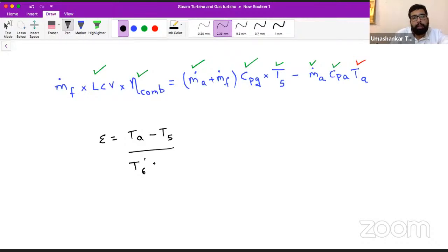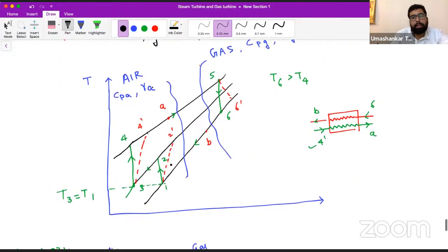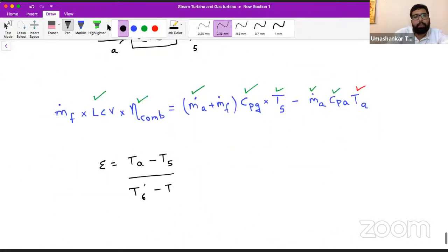Okay, minus T5 minus... sorry, this is not T5 but T4. T5 is the last temperature, no? So this is T4. So this is T6 dash minus T4. Got my point or not?